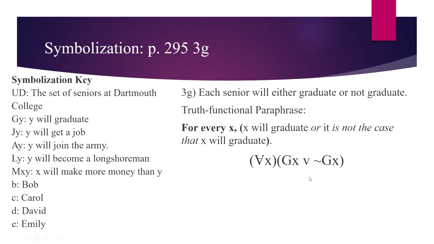Again, this is really different from if we had said for all x, Gx, or not Gx, treating the disjunction as our main connective, for all x, Gx, or for all x, not Gx. That would say either everyone graduates or no one does. So it's really important to pay attention to scope and meaning. That's the last of the problems I'm reviewing in this video.